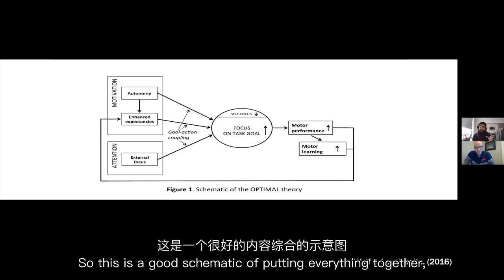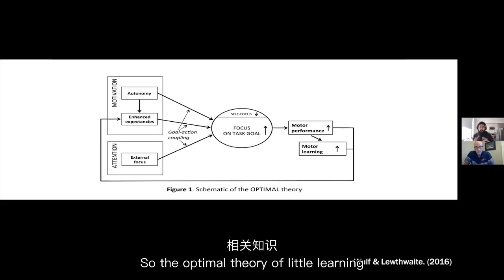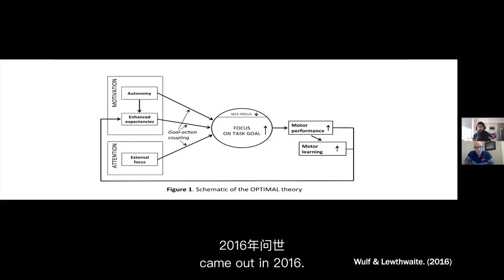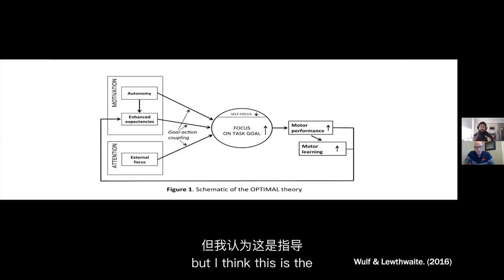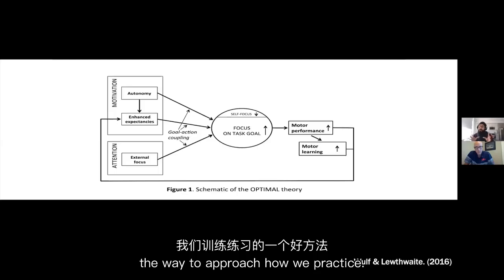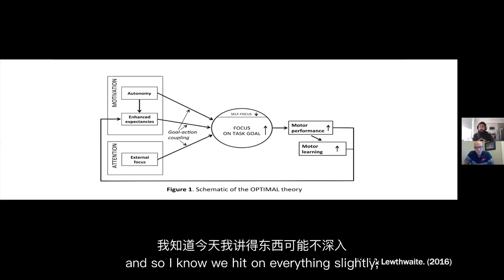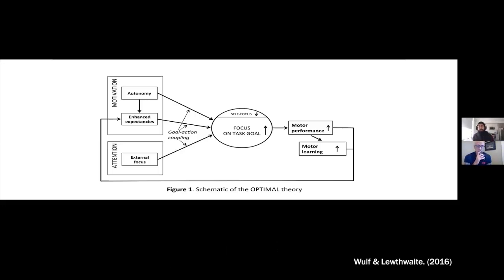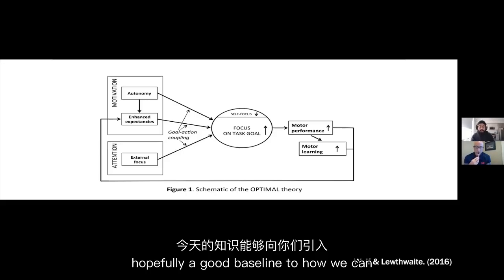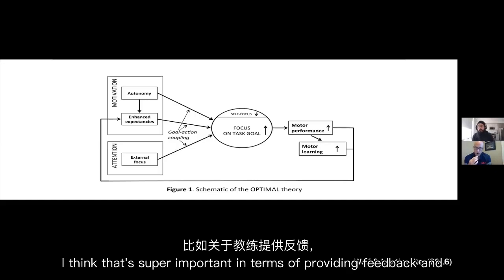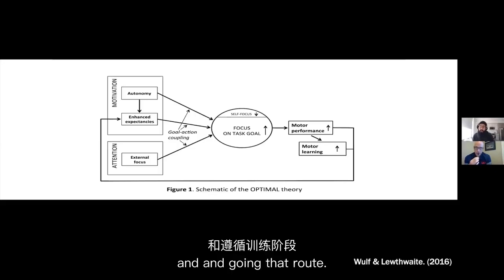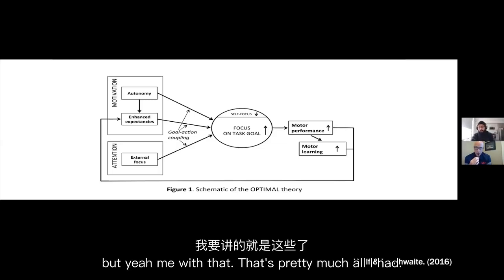So this is a good schematic of putting everything together, I think. This is more so the optimal theory of motor learning, which came out in 2016. And again, I'm a little biased because it's by my advisor, but I think this is the way to approach how we practice. I know we hit on everything slightly, but hopefully this is a good baseline for how we can better our coaching methods. I think that's super important in terms of providing feedback and going that route. But yeah, with that, that's pretty much all I had.